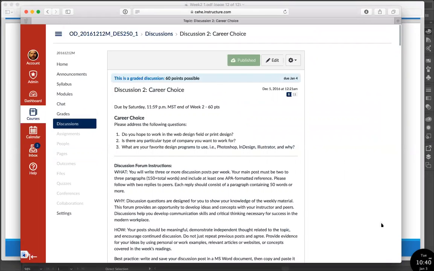Remember, for this discussion, same rules apply. We need to have our initial post in by Wednesday of this week, so Wednesday midnight, so tomorrow midnight. And that initial post needs to be at least 150 words. Then you need to reply to at least 2 of your classmates' posts, and those replies should be at least 50 words, and at least one of them should be on a different day. You don't want to do all of them on the exact same day, and those need to be done by Saturday at 11:59. Okay. So any questions on the discussion for this week? Okay.